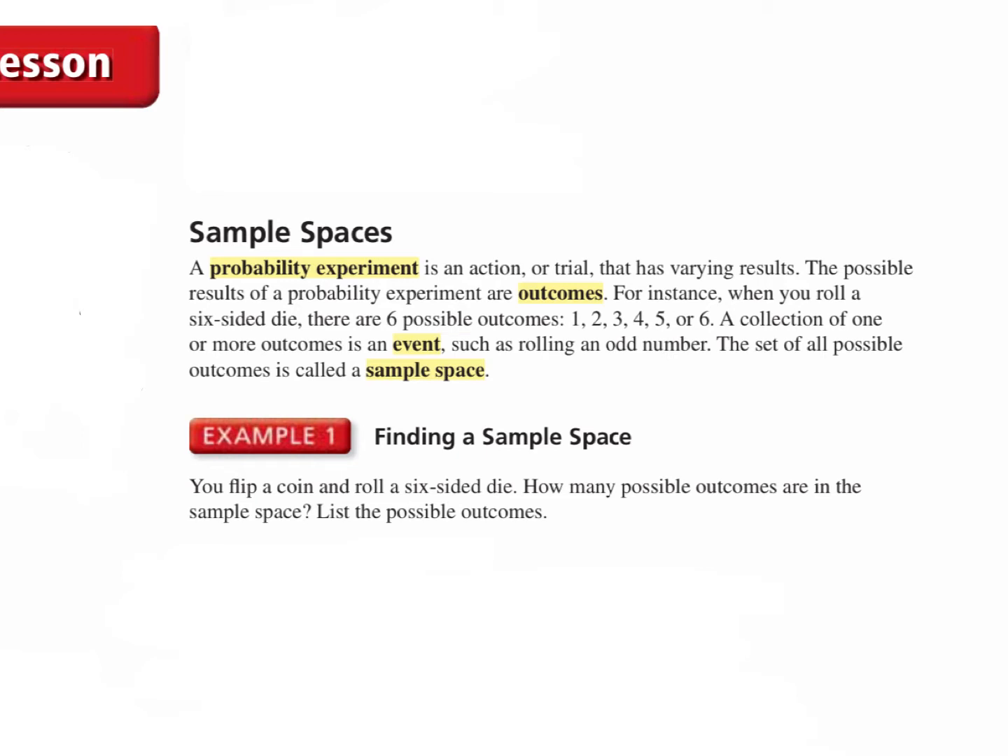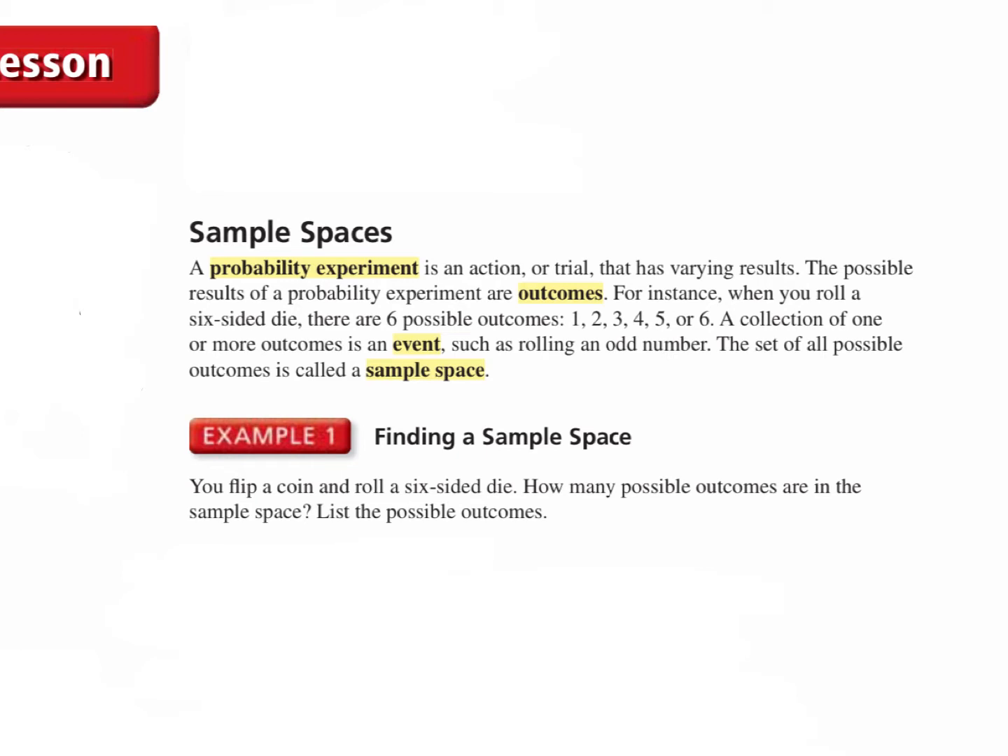Look at what it's asking. So first thing we're going to look at is sample spaces. A probability experiment is an action or trial that has varying results. The possible results of a probability experiment are called outcomes. For instance, when you roll a 6-sided dice, there are 6 possible outcomes. It could be 1, 2, 3, 4, 5, or 6.